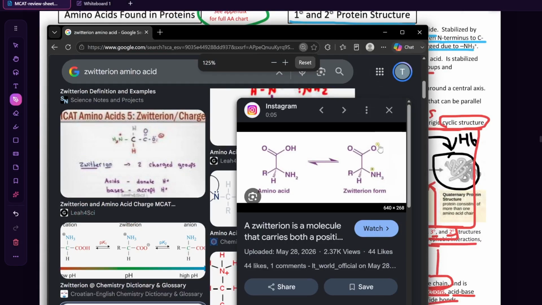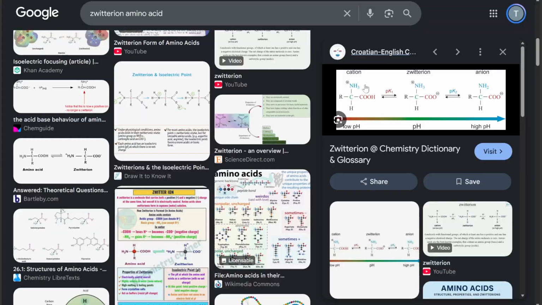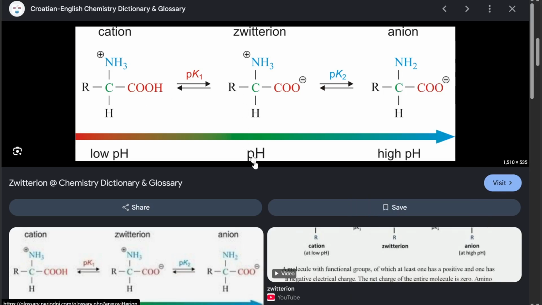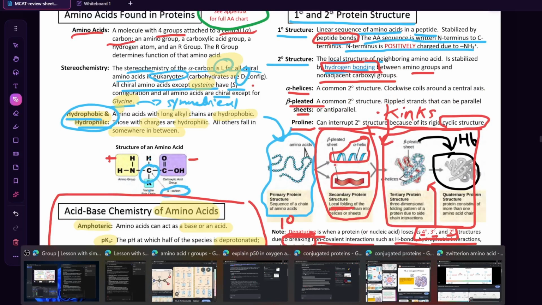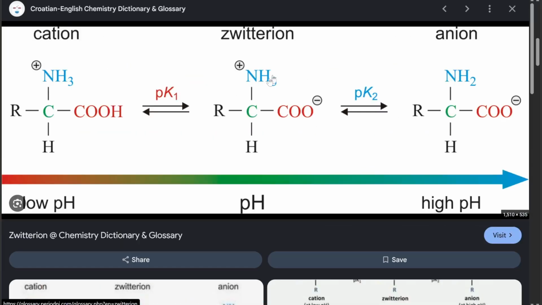Okay, so the amino group is actually positive, but that depends on pH. So let's say your pH is equal to pI. That's what we're talking about. We have a Zwitter ion where you have a positive and you have a negative. Oh yeah, this is correct, I thought I got it wrong. So the amino group is positive and the carboxylic acid is negative.